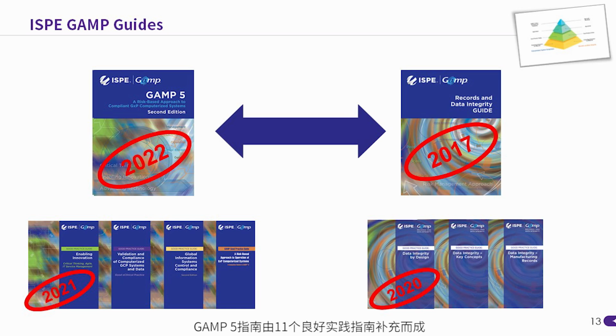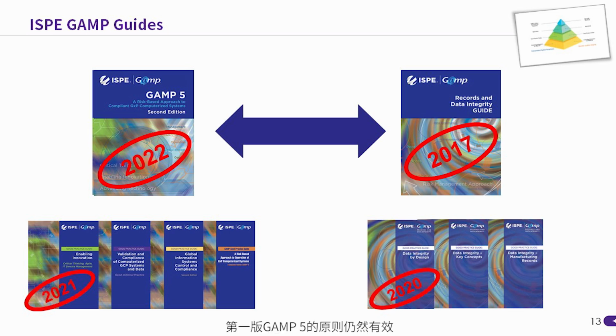The GAMP 5 guide is complemented by 11 good practice guides. As already mentioned, the latest one, Enabling Innovation, has been published in 2021. Another key document besides the GAMP 5 is the GAMP Guide on Records and Data Integrity that was published in 2017. This guide is also supported by 3 good practice guides. The latest one, Data Integrity by Design, has been published in 2020.